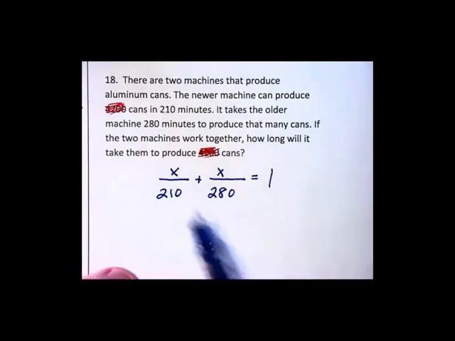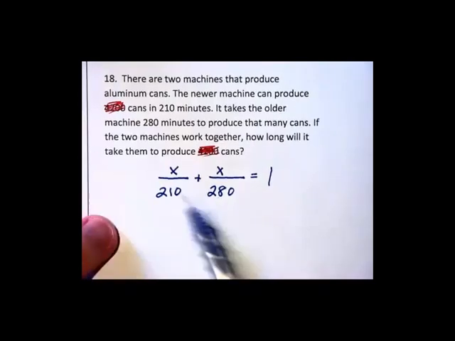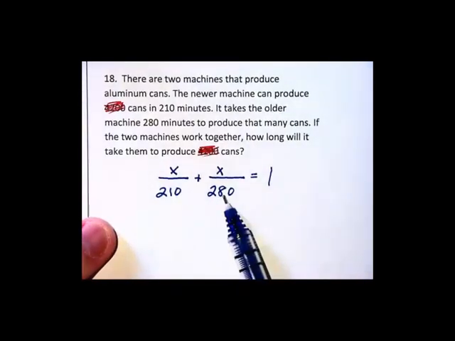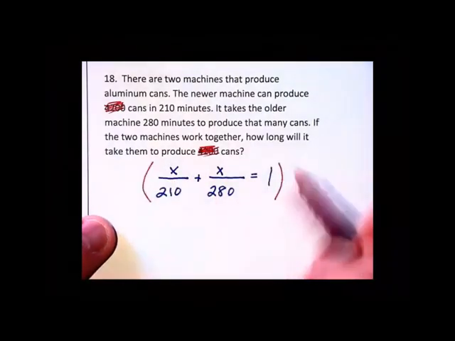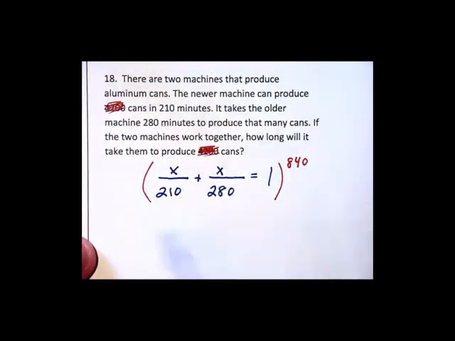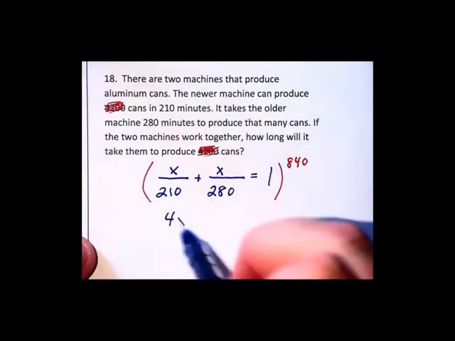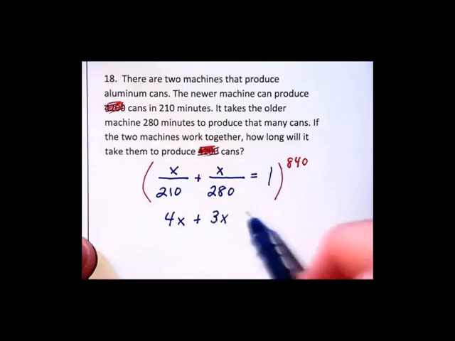Now I happen to notice that 70 goes into each of these, and that's 70 times 3 and 70 times 4. So I think 70 times 12, which will be 840, will be our least common denominator. On the left, 210 goes into that 4 times, so we have 4x. 280 goes in 3 times, so we have 3x. 1 times 840 is 840.